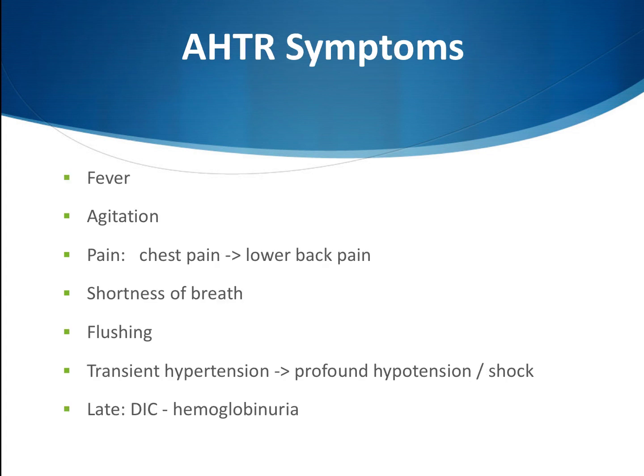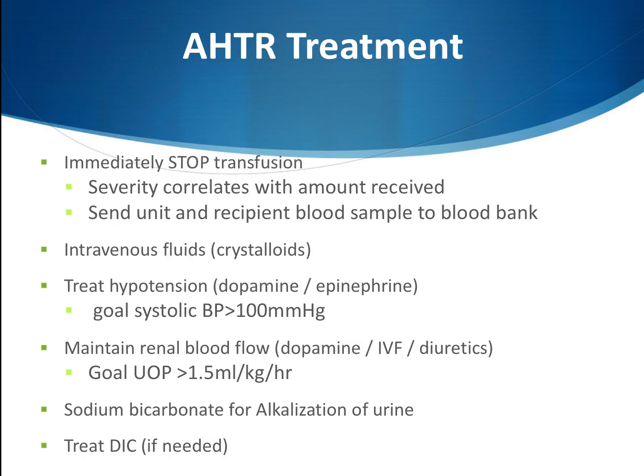Okay. So our patient looks like that: febrile, agitation if they're awake, pain if they're awake, shortness of breath. All of these things in anesthesia we mostly don't see, but the flushing, the hemodynamic responses, profound hypotension and shock, and then late we have our hemoglobinuria and DIC, and renal dysfunction.